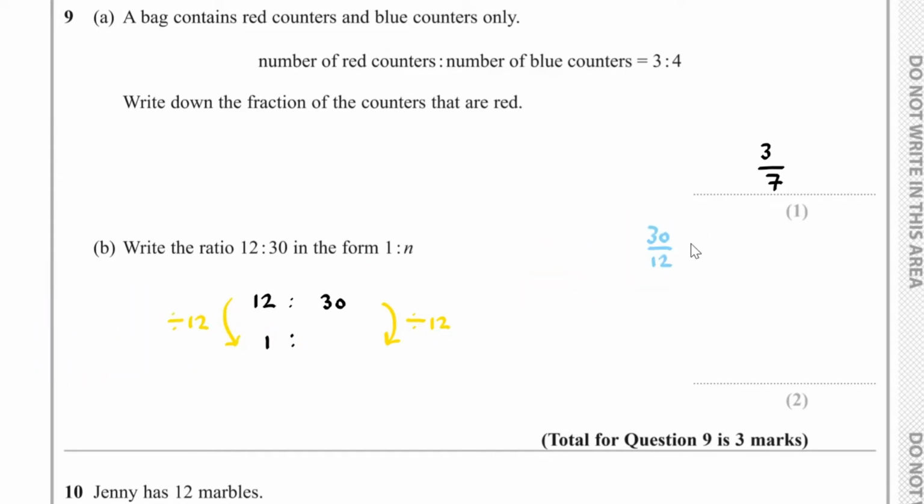That is the same as if I divide the top and bottom by 2, 15 over 6, and if I divide the top and bottom by 3, we get 5 over 2. Okay, so this is what 30 divided by 12 is. It's 2.5, which is the same as 5 over 2. So we have 1 to 2.5.